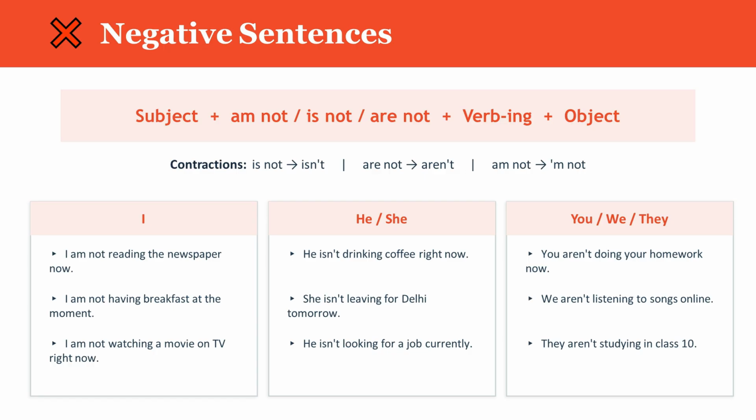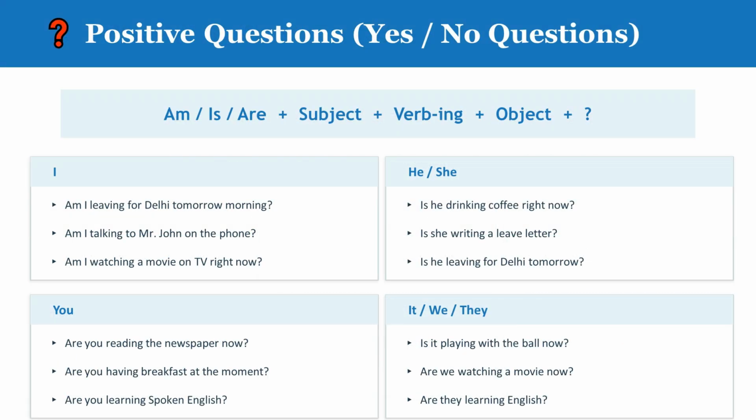With you, we and they, we say, you aren't doing your homework now. We aren't listening to songs online. They aren't studying in class 10. Practice these negative sentences with different verbs. Now let us learn how to form questions using the present continuous tense.